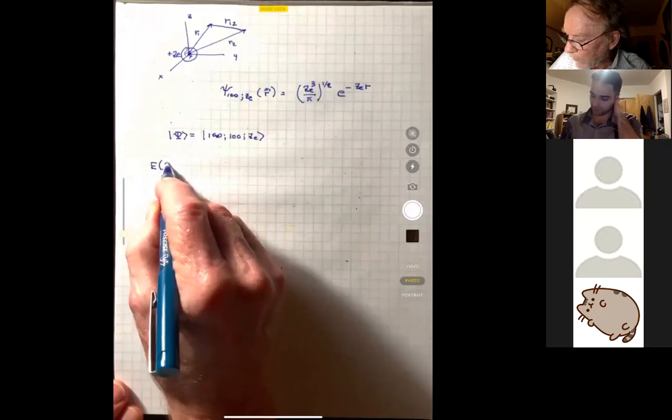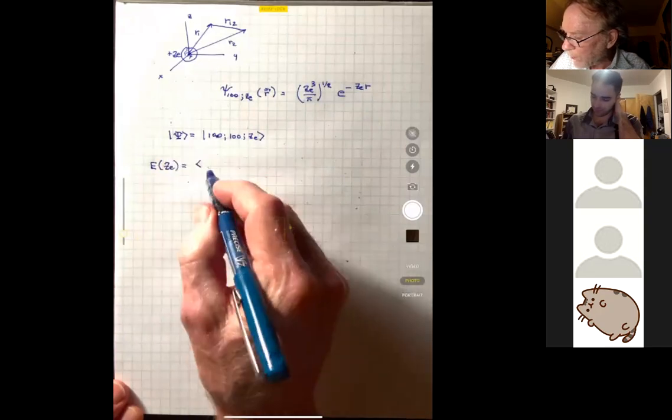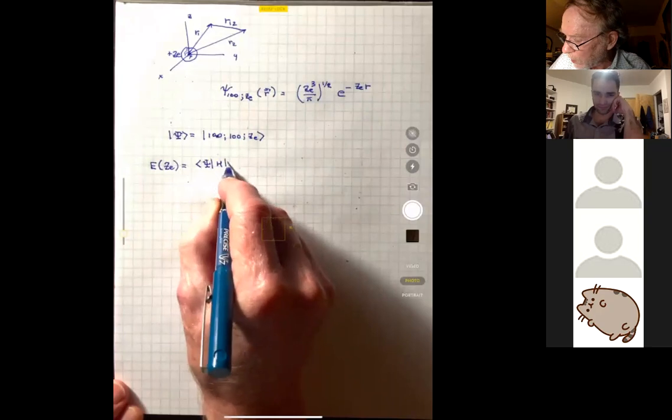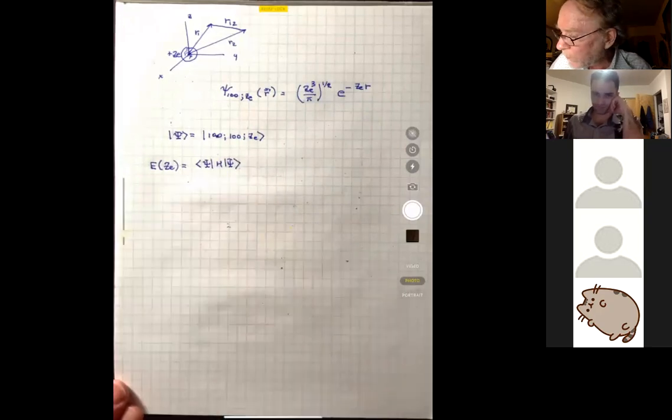I'll call it the energy, a function of the effective nuclear charge. It's just psi sandwiched around the Hamiltonian H, like so. And then we want to minimize it with respect to the effective nuclear charge.